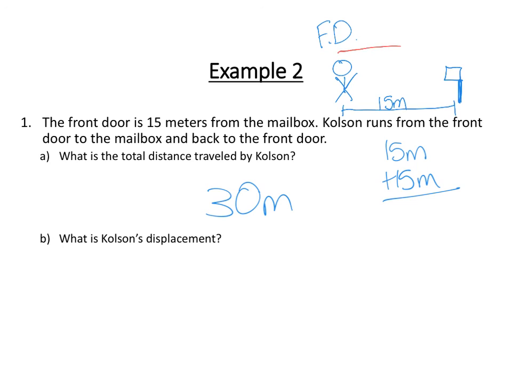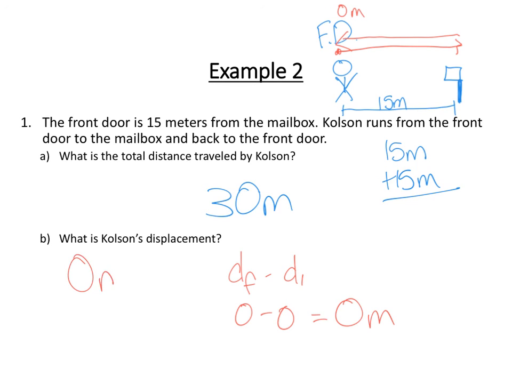So again, Colson ran 15 meters to the mailbox and then 15 meters back. If we label this as the initial position, which is 0 meters, and then the final position is also at 0 meters, if you were to do final minus initial, you would get a displacement of 0. So Colson's displacement is 0, but he actually travels 30 meters.